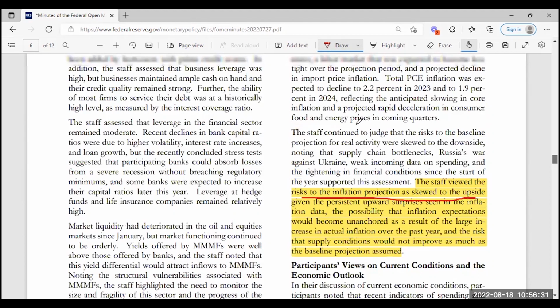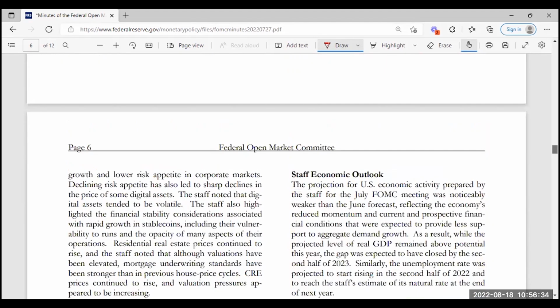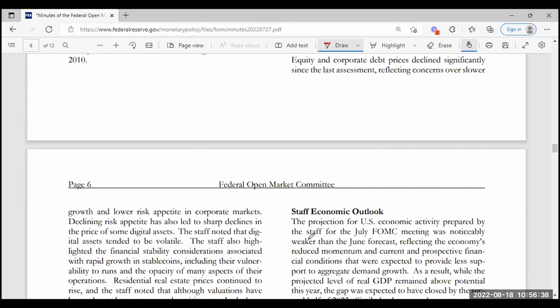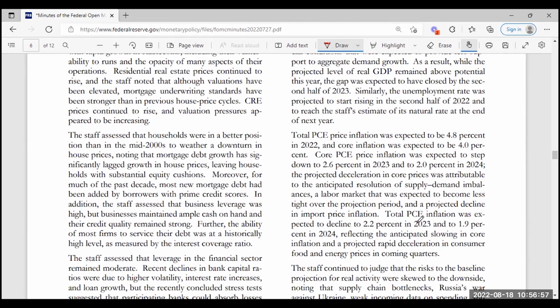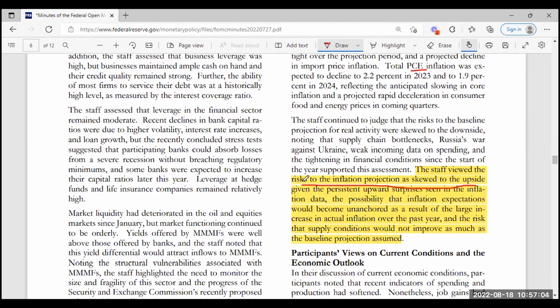Okay, now the people compiling the data, right? The staff economic outlook, the projection of US economic activity prepared by the staff for the July meeting. The FOMC members, Powell and the group, were given all the data to get to the conclusion of a 75 basis point rate hike. Well, this is the staff's assessment, because those people are the ones who looked at the most data. They compile the PCE, the CPI, look at GDP. These people are important. The staff viewed the risk to the inflation projection as skewed to the upside. Oh, this is confusing. So there's a difference between the staff, the people who collect the real data, and what the FOMC says.